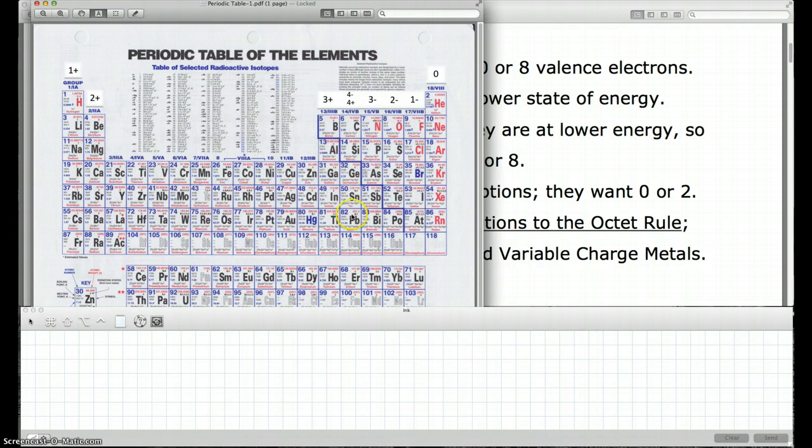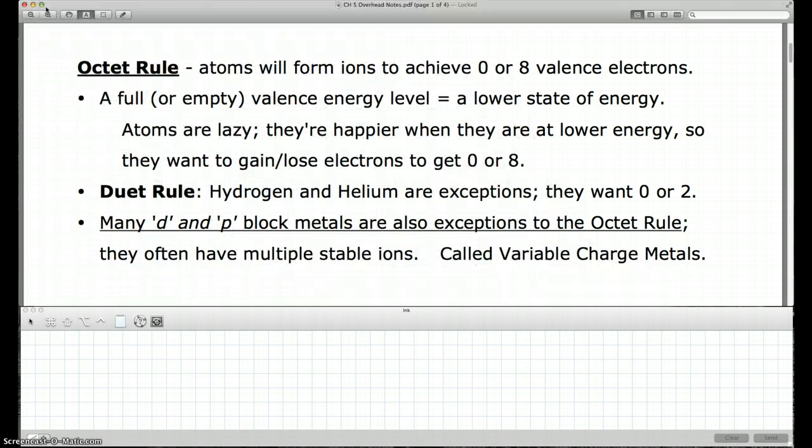So a lot of the metals underneath the stairway and in the D block, they don't necessarily follow the octet rule. It's more complicated than we get into in this class. We will just call them variable charge metals. But any of those metals can be exceptions to the octet rule also.